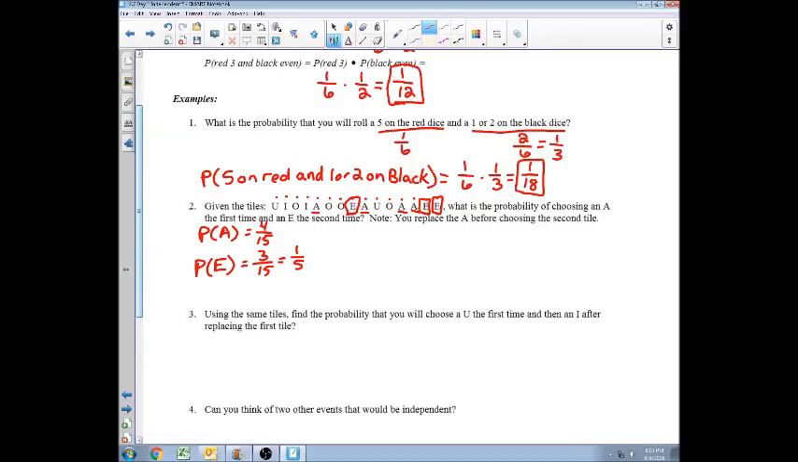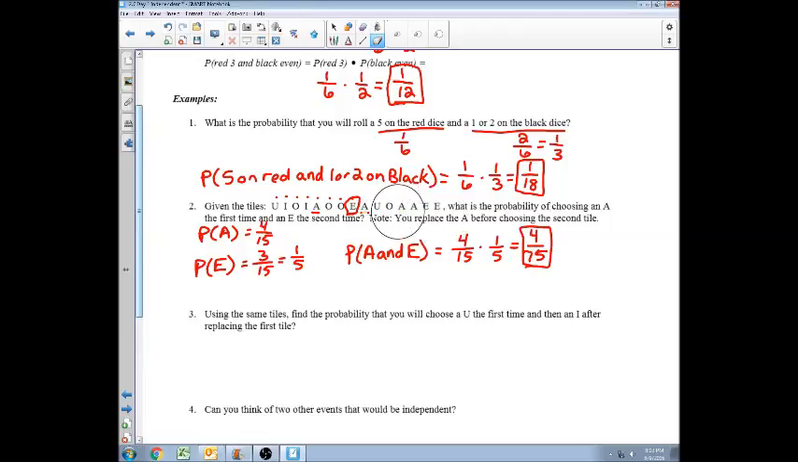So now what I need to know is the probability that I would pull an A and an E. How do we do that? Well, we multiply the two probabilities. So it would be 4 over 15 times 1 over 5. 4 times 1 is 4. 15 times 5 is 75. So that is the probability that I would pull an A, and then I would pull an E with replacement. Remember, that is always with replacement.